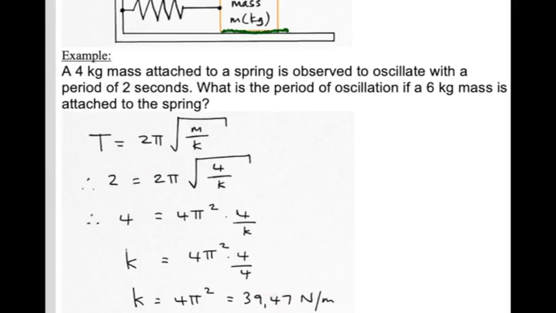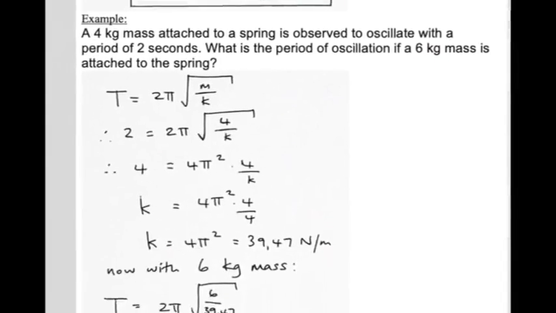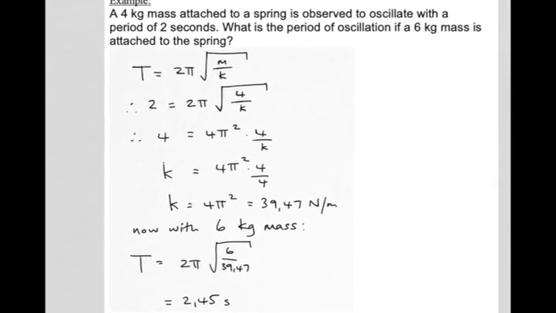Now remember, that very same spring now had the 4 kilogram mass removed and a 6 kilogram mass put on it instead. So what changes? Well, the spring stiffness does not change, but the mass changed. So the periodic time will now be different. It will now be 2.45 seconds.